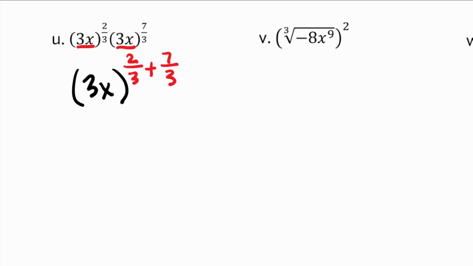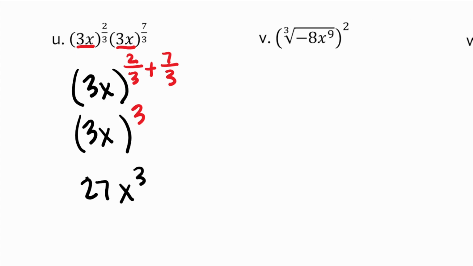Because otherwise we would have had these bad fraction exponent powers of 3 and x, and we would have eventually had to combine them like this anyway, so we might as well do it now. Okay, so this is going to be 3x taken to the 9/3, which is 3. And then 3x cubed is going to be 3 to the 3rd times x to the 3rd.